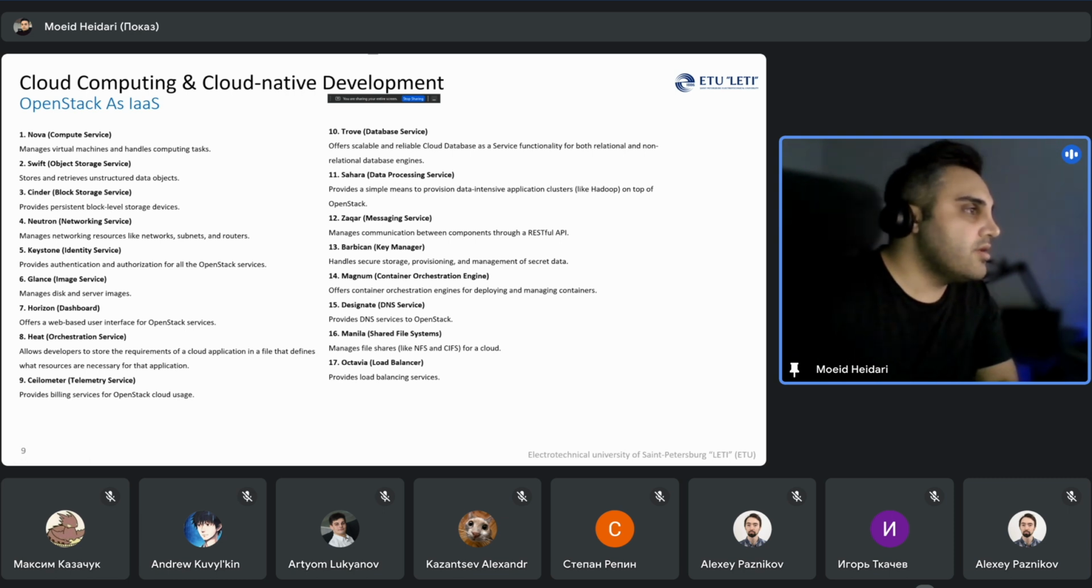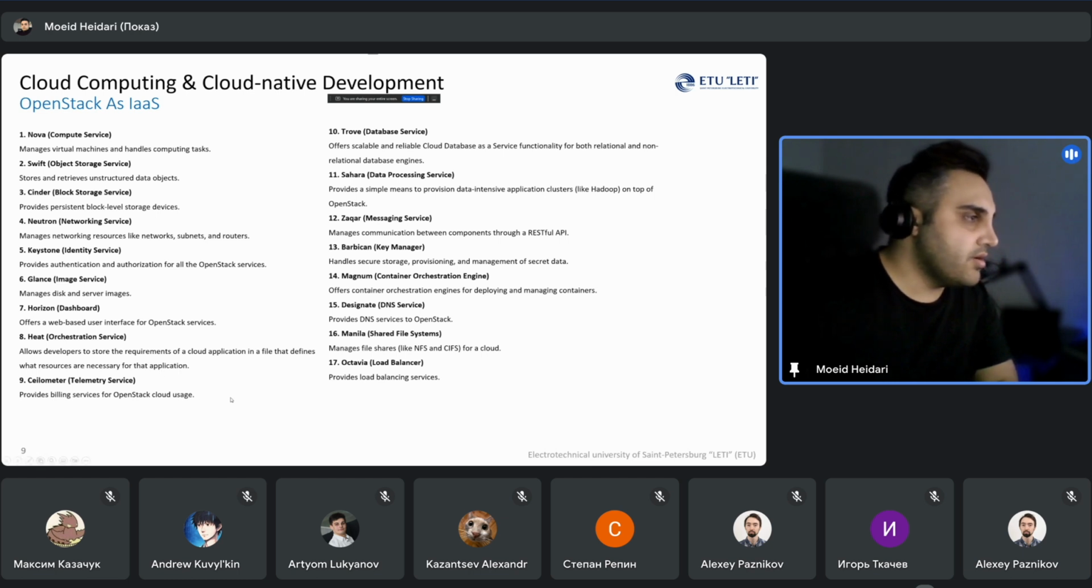So if you deploy Heat, then you don't need to use any other orchestration services like Kubernetes or Docker Swarm or OpenShift or any other things. You will be able to handle the orchestration of different containers just with the Heat service, which allows the developer to store the requirements of a cloud application in a file. So as you work in Kubernetes with YAML files, for example, Heat has its own configuration and file structure.